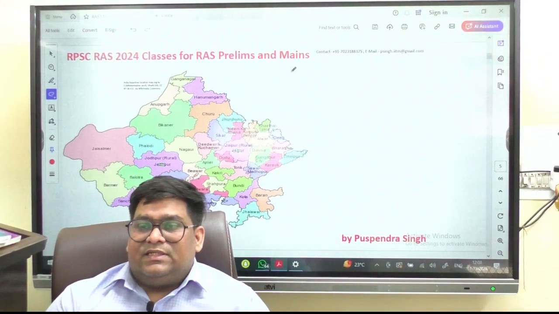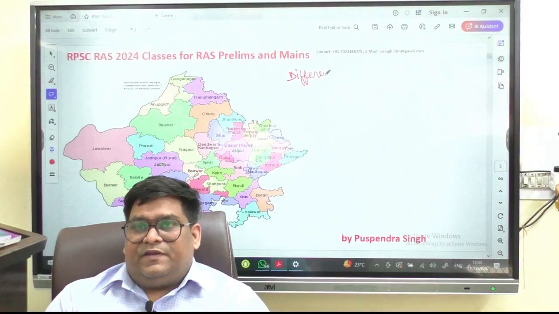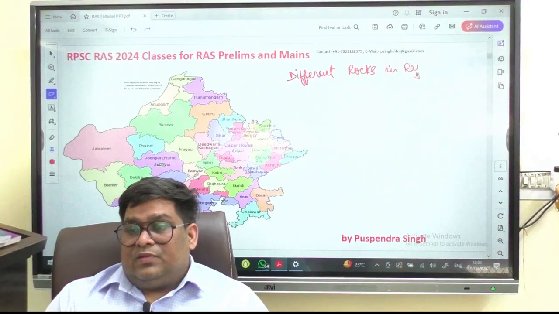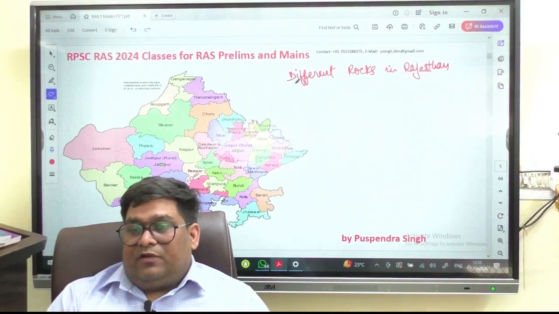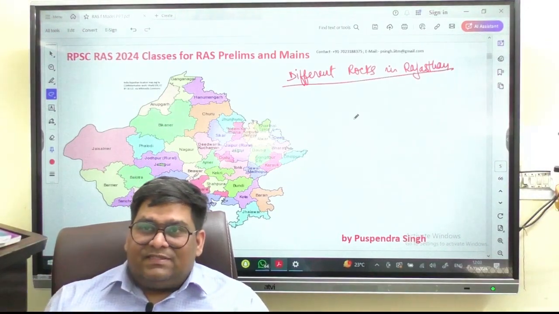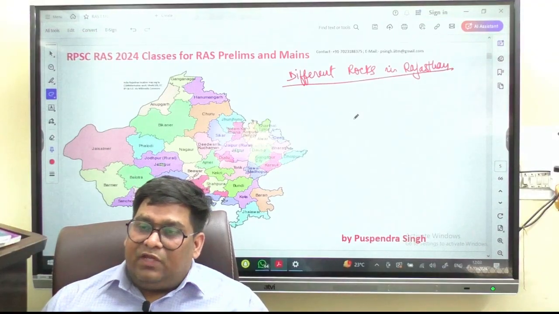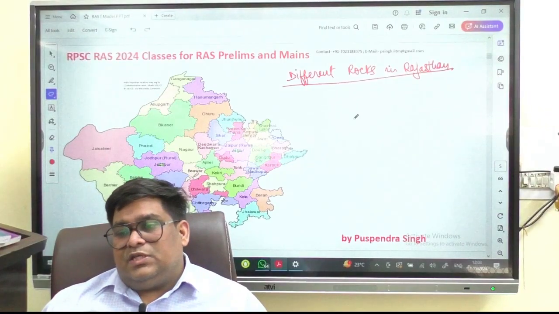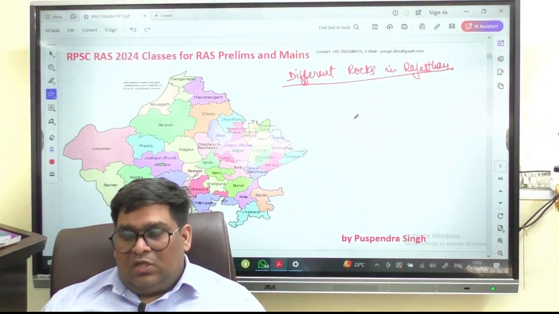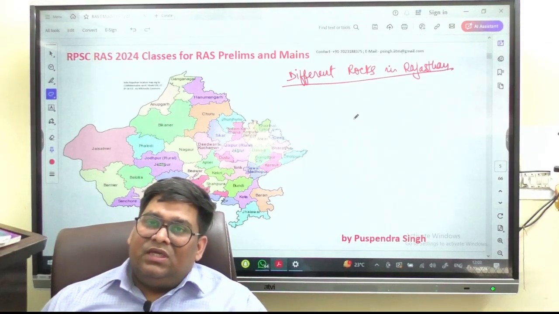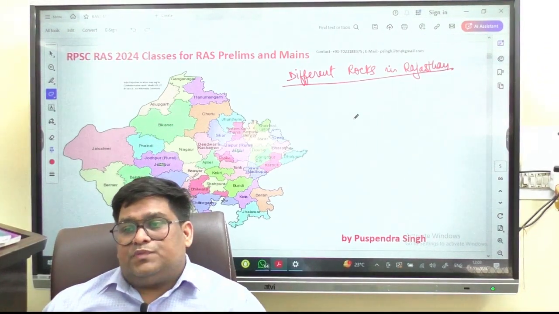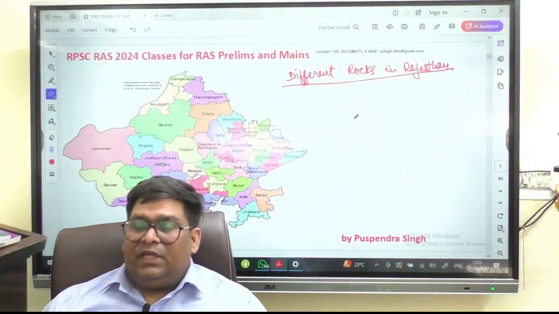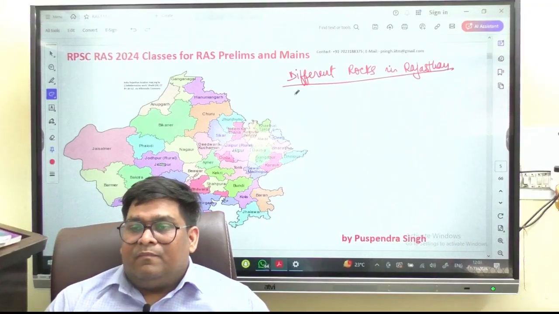Let's discuss the different rocks in Rajasthan. Rajasthan's land structure is very complex in terms of geology. You will have different rocks, or in geology, rock groups. Different rock groups have been developed over there.